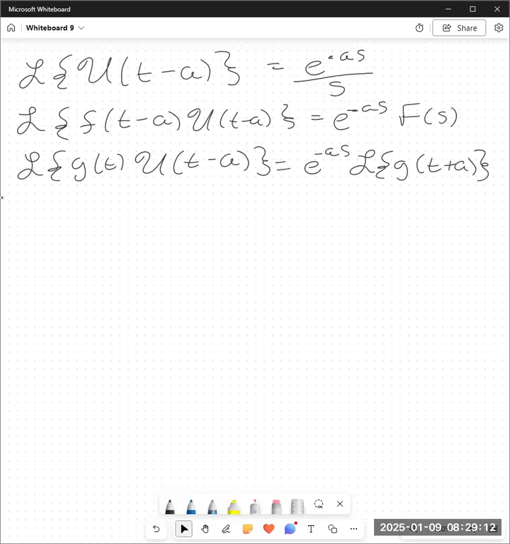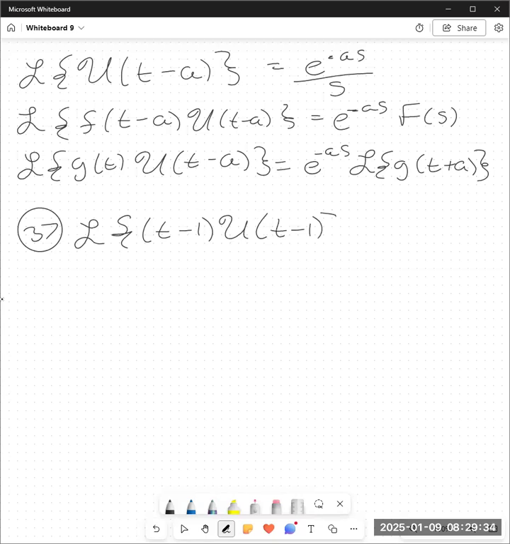All right, let's start with number 37 in the textbook. And we're going to have Laplace transform of parentheses t minus 1, unit step function t minus 1. So we're going to be using the second rule here, is equal to e to the negative as. And then this is going to be Laplace transform of t, which is going to be 1 over s squared. So that's going to be over s squared.